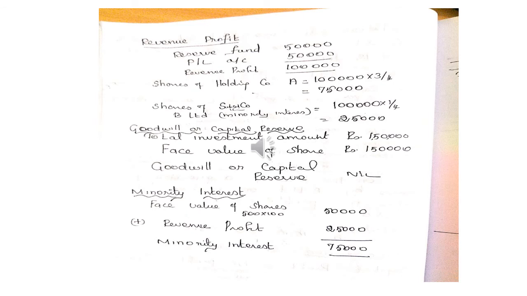Then minority interest. In this problem, there is no capital profit and no goodwill. Minority interest: face value of shares in the subsidiary company. The subsidiary company has only 500 shares. Per share value is 100, so that amount is 50,000. Add revenue profit, which is 25,000. So minority interest is 75,000.